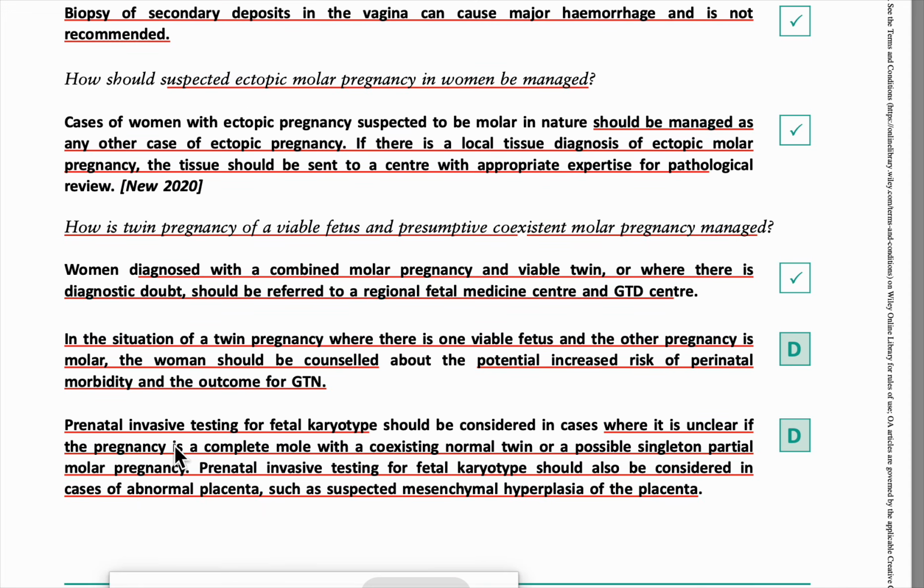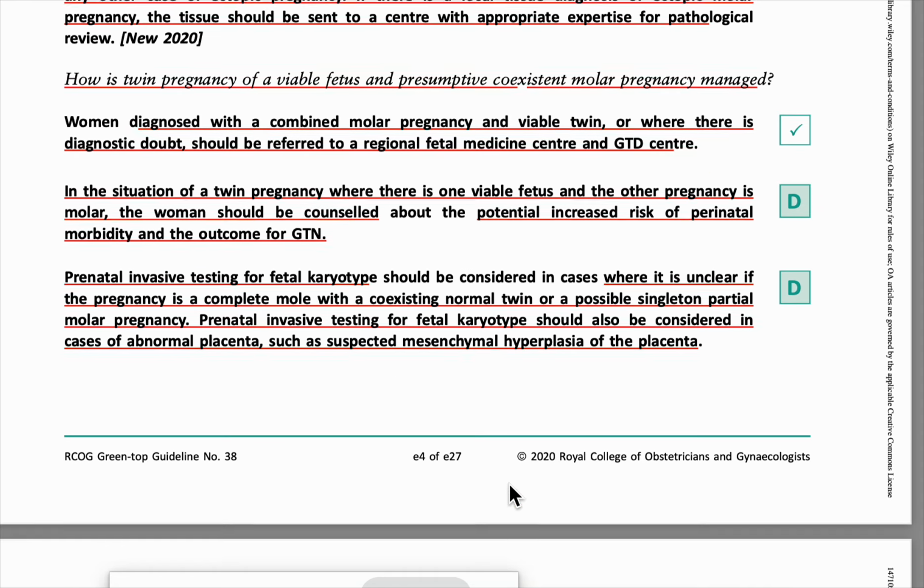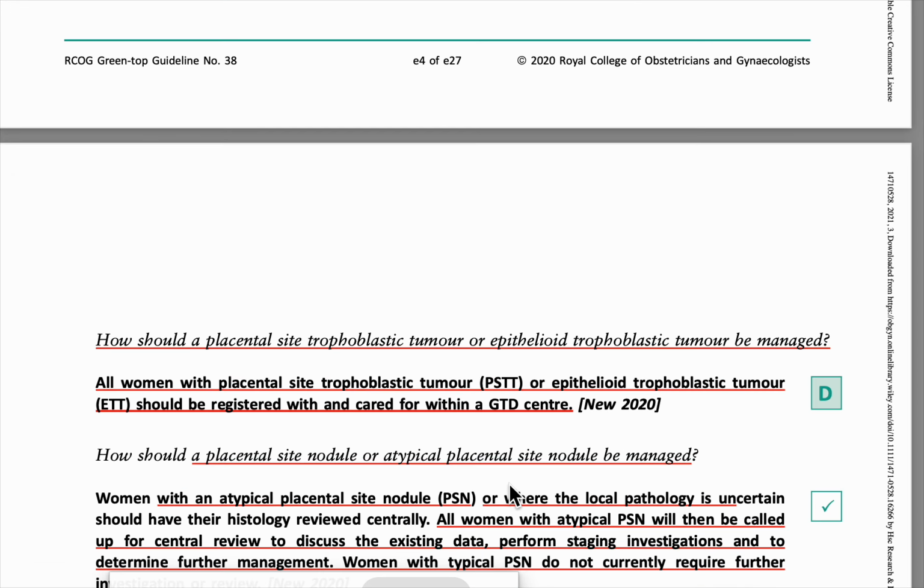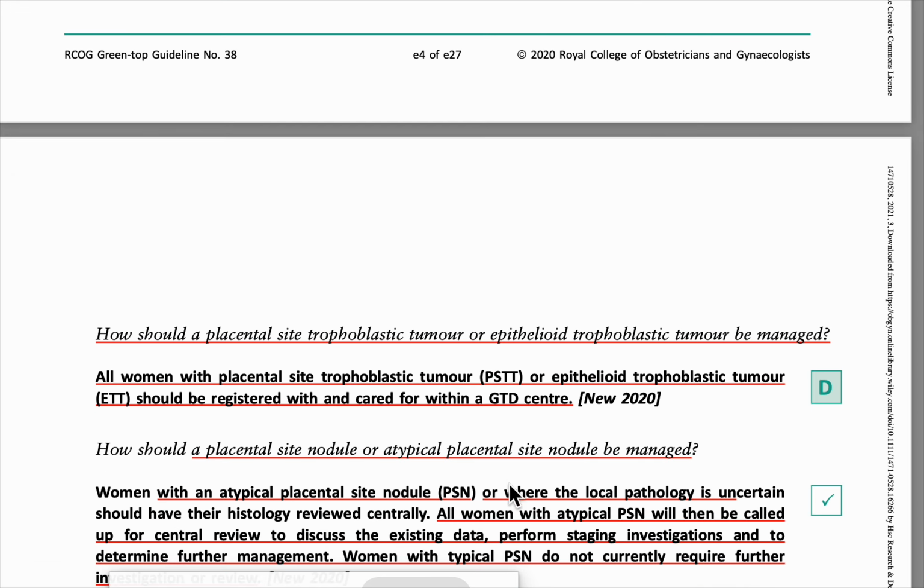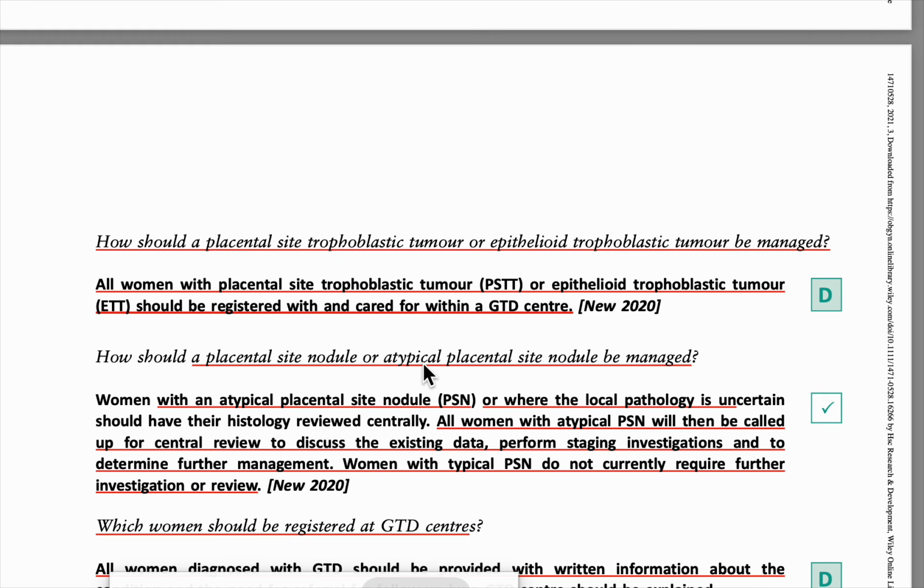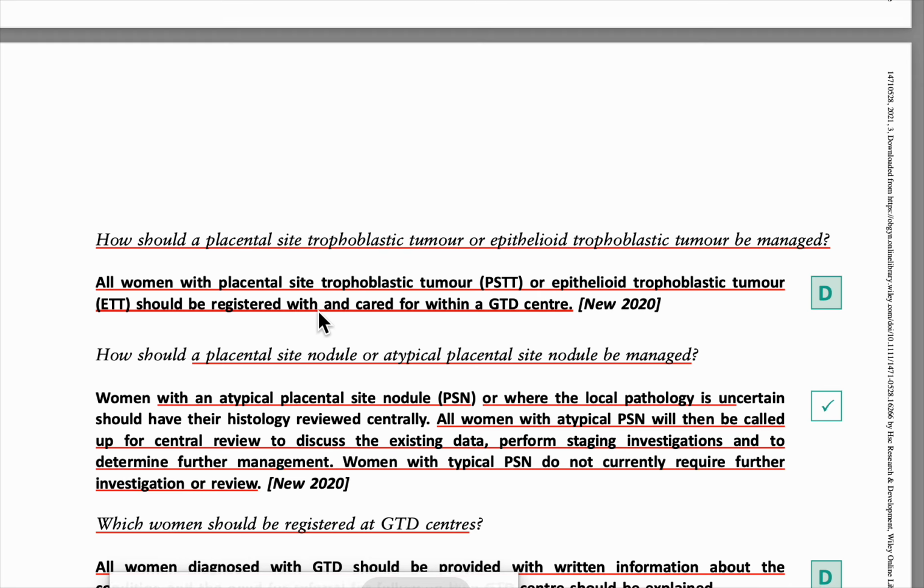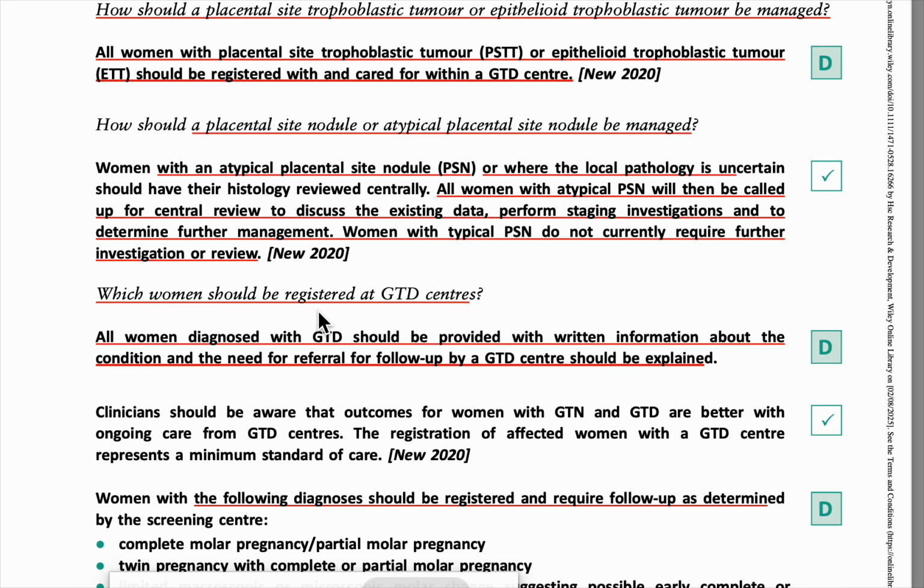If there is a concern for invasive disease, we have to do fetal karyotyping when it is unclear whether it is a complete mole or an existing normal pregnancy. Karyotyping will help us in the diagnosis. Another very important question is how you are going to manage GTN, because you know the treatment we are going to use.